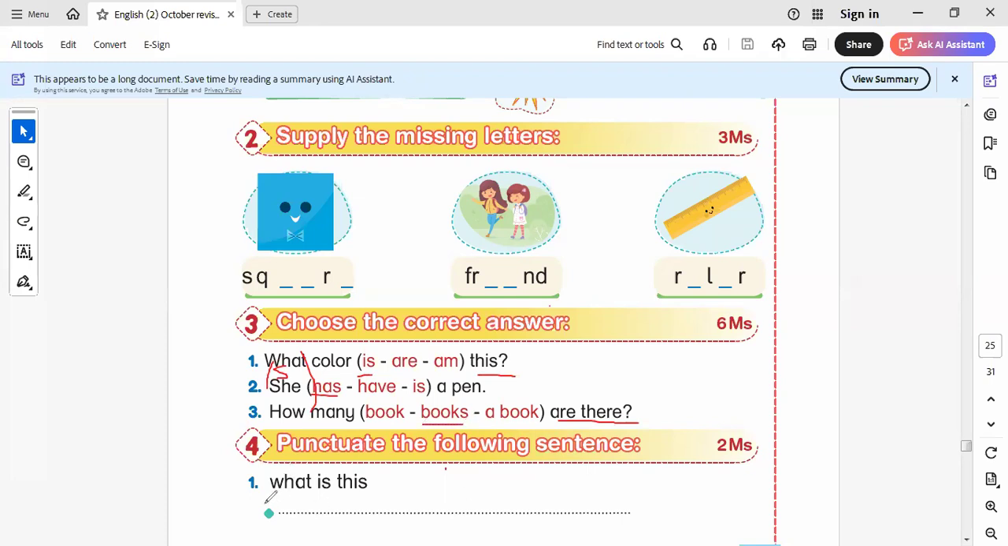So here, let's go to the last question, which is punctuate. I underline the letter, then I write it in capital letter. I put a question mark at the end of the sentence. Let's go to another question here.